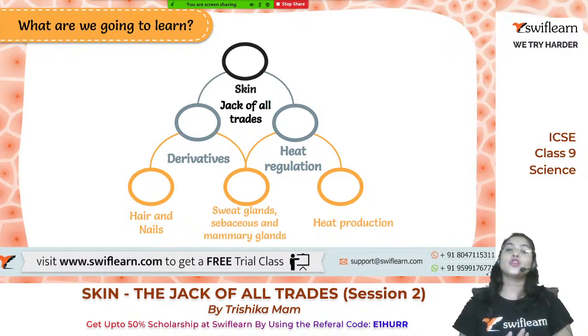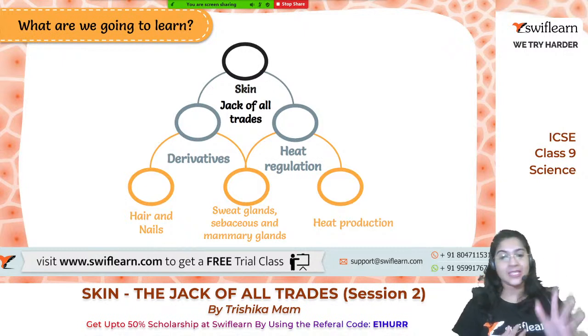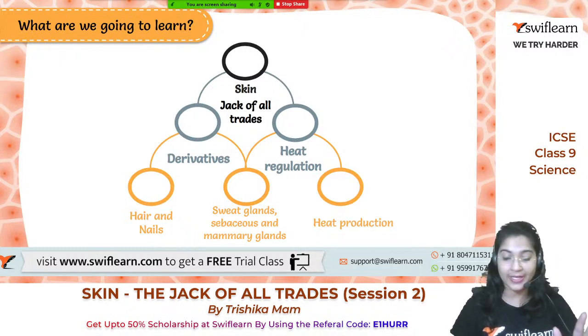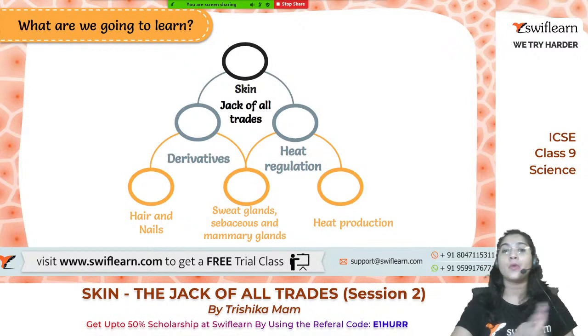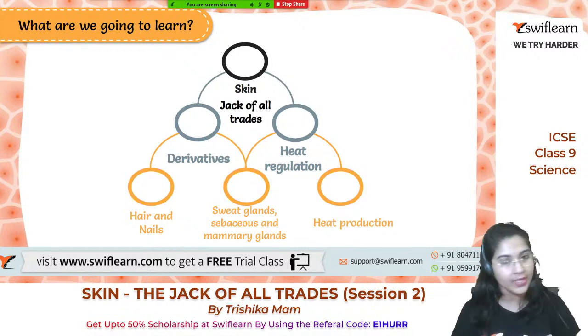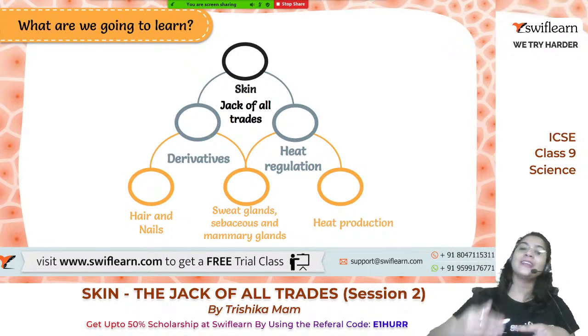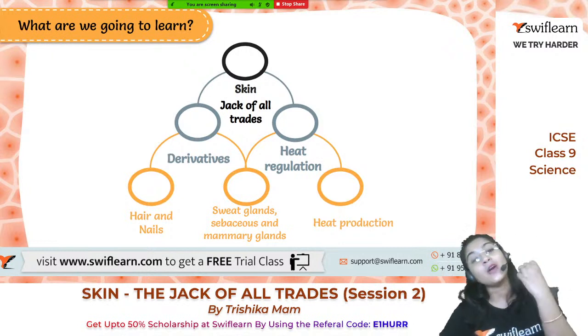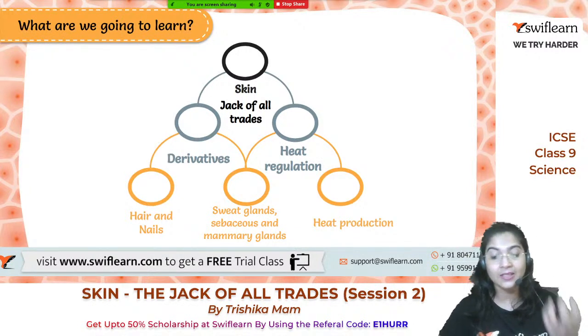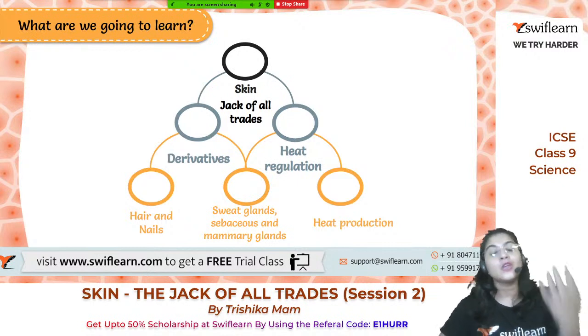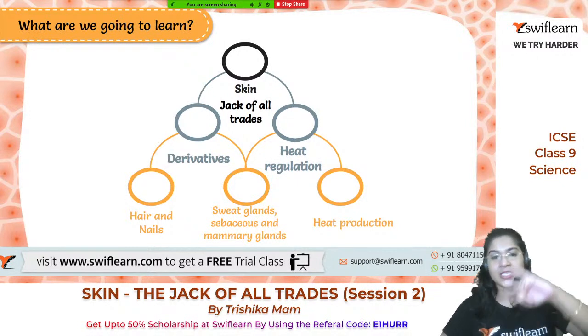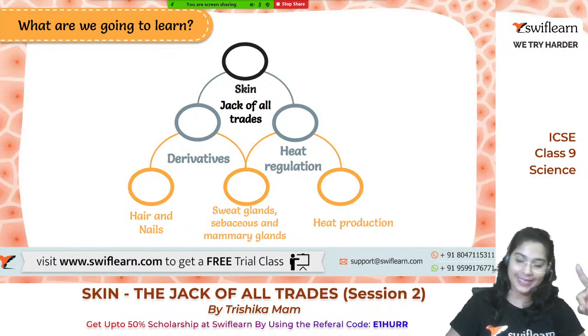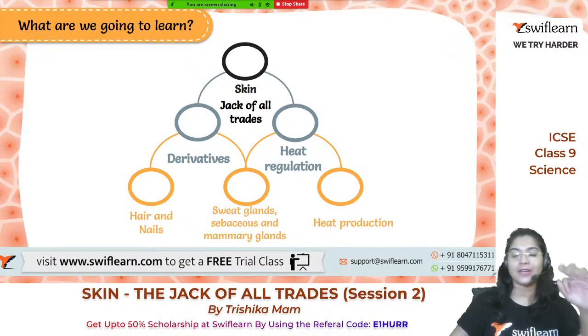Then we will move on to the different glands. Basically, these glands are all exocrine glands. I hope you already have an idea what endocrine glands and exocrine glands are. The glands we will see today are all exocrine, meaning they have a duct. These are glands having a duct, right? So we will study the sweat gland, sebaceous gland, and mammary glands. What is the structure and the function?